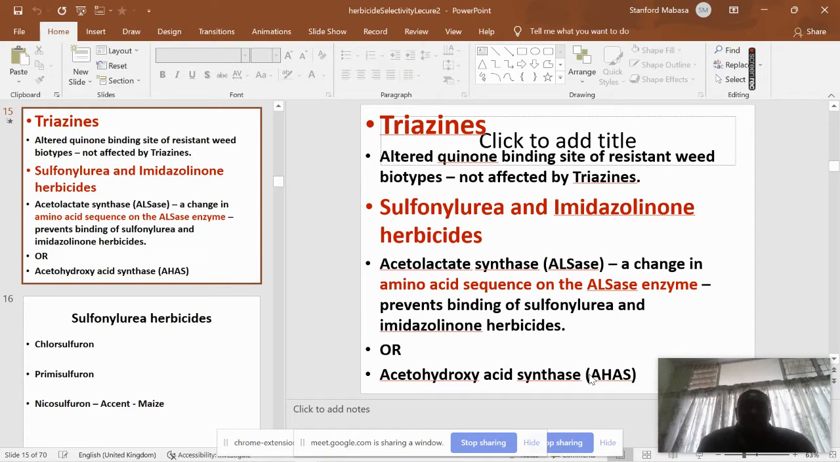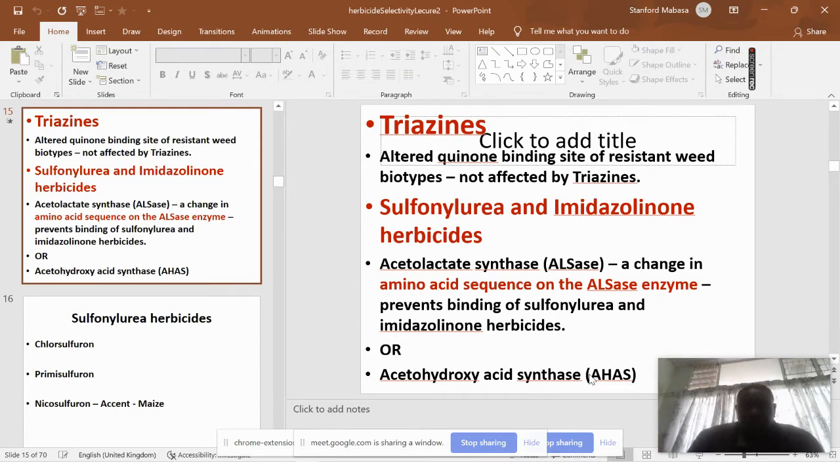Initially, I used atrazine for the triazines, where we have an altered quinone binding site, which can result in selectivity. But mostly, this accounts for resistance in weed biotypes. It's a form of selectivity, but one which is not wanted by the farmer because it brings about resistance, where you have triazines failing to kill the weeds.